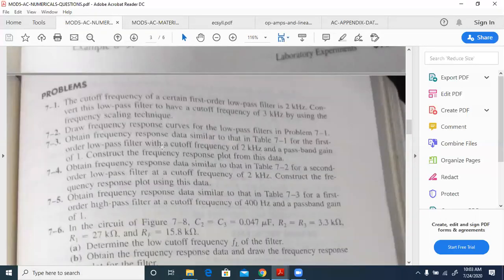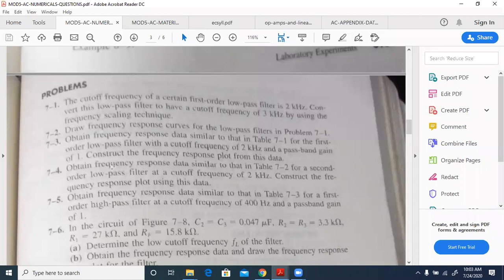Next, obtain the frequency response data similar to table 7.1 for the first order low pass filter with cutoff frequency 2 kilohertz and a passband gain of 1. Construct the frequency response plot from this data. So now the only thing changed is the low pass filter. We need to get it with 2 kilohertz, with a passband gain of 1.